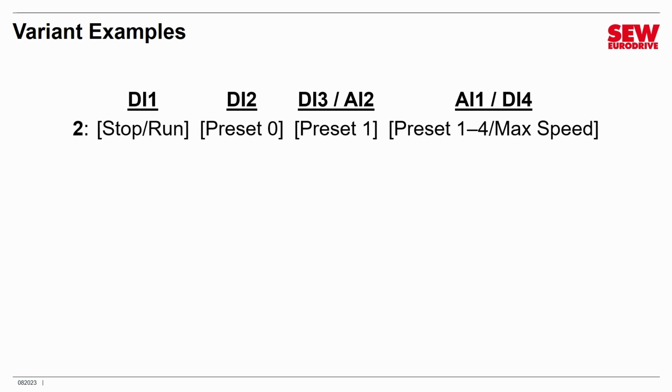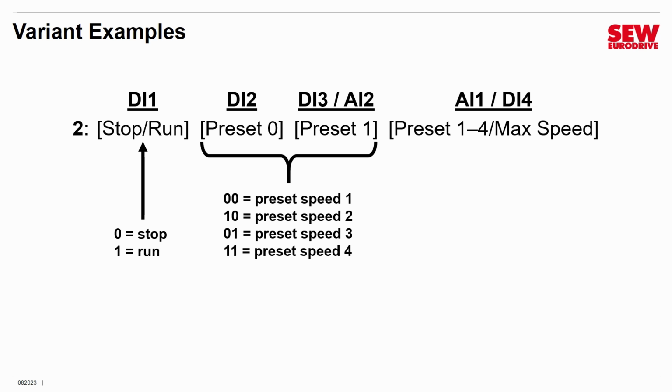Let's look at another example. This is variant number 2. Notice this one has a stop-run control assigned to DI1, so that works in the usual way. But DI2 and 3 are a little bit different. These two signals form a 2-bit binary number that selects between one of 4 preset speeds. And then finally, analog input 1, digital input 4 is now being used digitally. This is not an analog signal in this case. It selects between either the 4 presets that you select with DI2 and DI3, or it will just run the drive at the maximum speed programmed into parameters 0, 1.